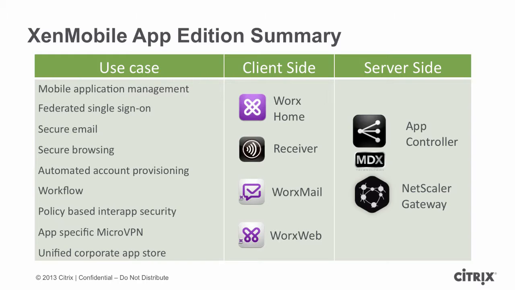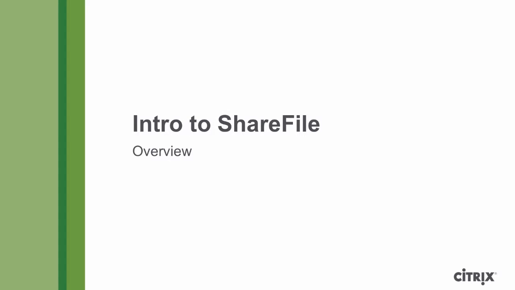So here's a quick little summary of our application edition. With our XenMobile app edition, we get our application management, federated single sign-on. We get secure email and browsing. We can do automated account provisioning for web or SaaS apps. We can enforce workflow, so a user can't download an app without management or other party approval. We have policy-based inter-application security on the mobile device. We are going to get our application-specific micro VPNs when the applications need to access the intranet. That is handled through the NetScaler component, and we get a unified corporate application store. So now, let's take a look at ShareFile.